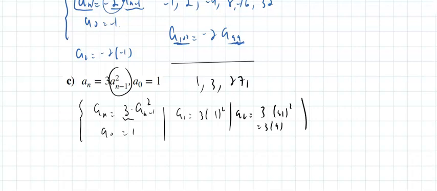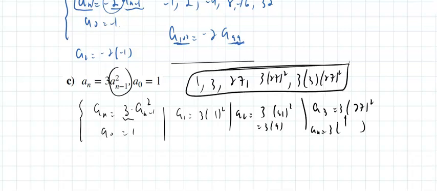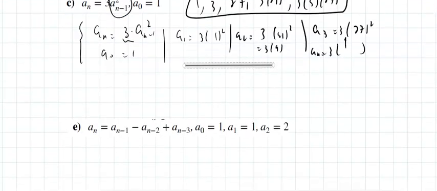A sub 2, that would be 3 times A sub 1 squared, that's 3 times 9, which is 27. And the next term, they want 6. So do you notice that your A sub 3 is 3 times the previous term squared, that is 3 times 27 squared, that's a big number, and then A sub 4 is going to be 3 times the previous term squared, and there they are. You have a calculator, you multiply that out. You don't have a calculator, you leave it as is.